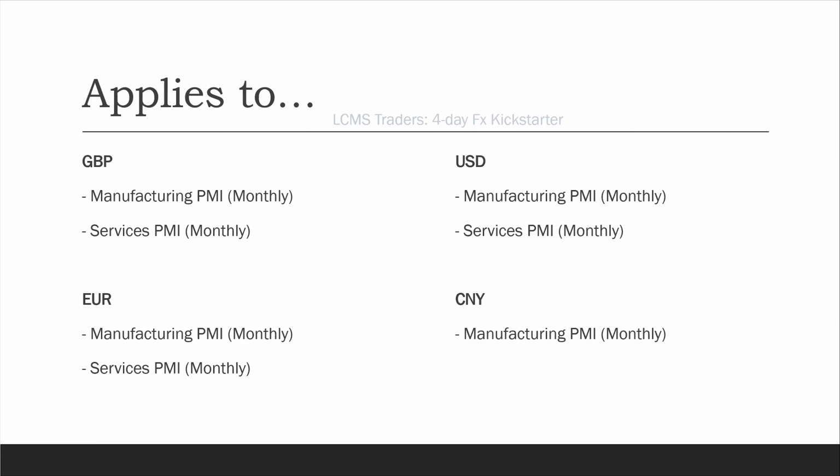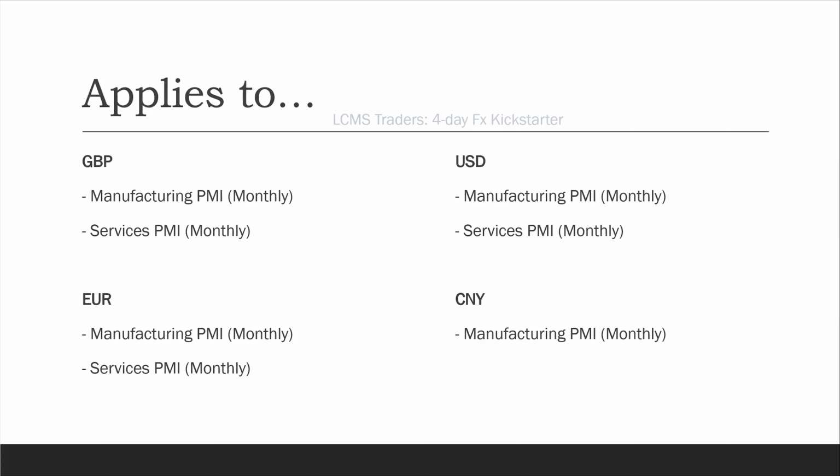The GBP manufacturing and services PMI is going to impact the pound. The euro manufacturing and services PMI is going to affect the euro predominantly. The US manufacturing and services PMI is going to impact any currency pair with the US dollar backing it. But what is the Chinese yuan's manufacturing PMI going to impact? I'll give you a moment to think about that. What is the Chinese yuan's manufacturing PMI going to impact?